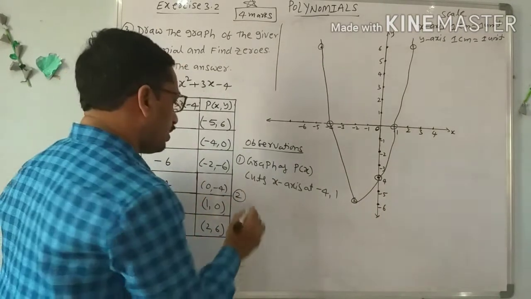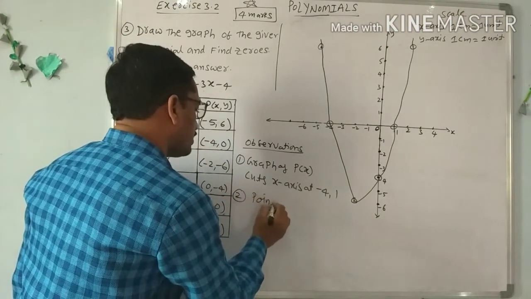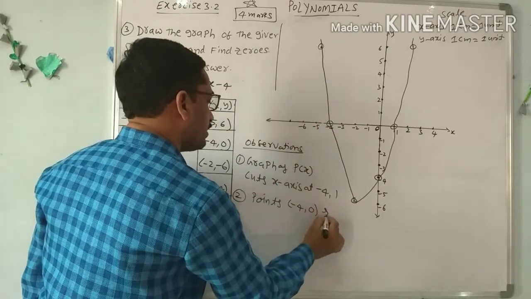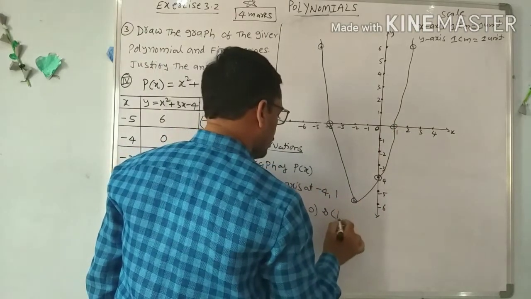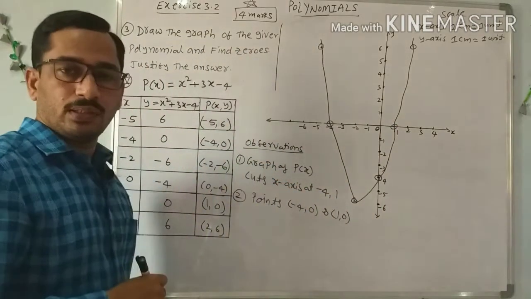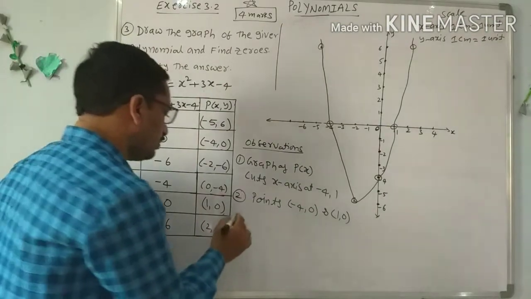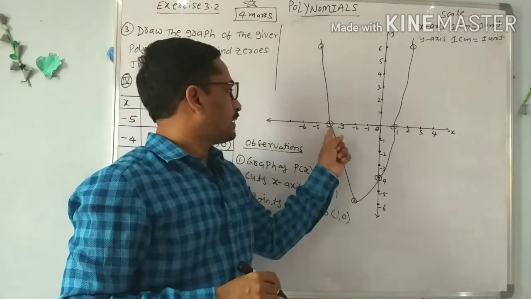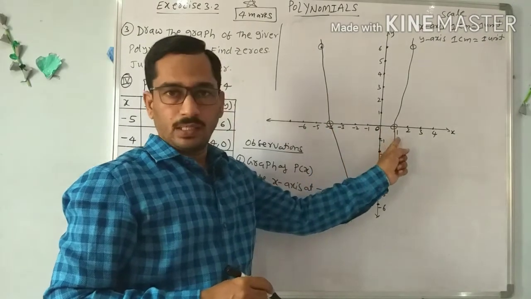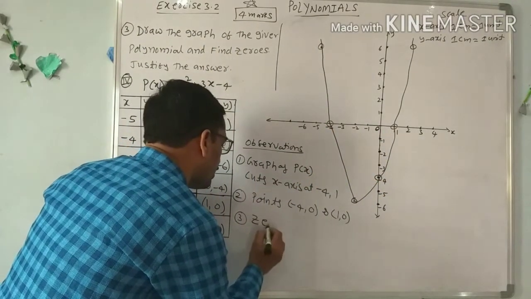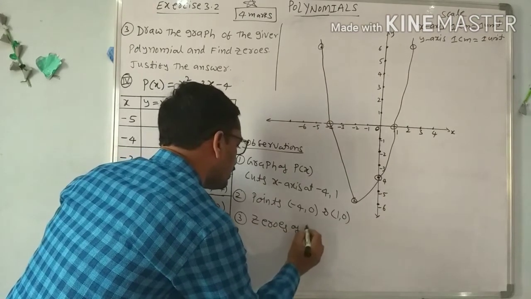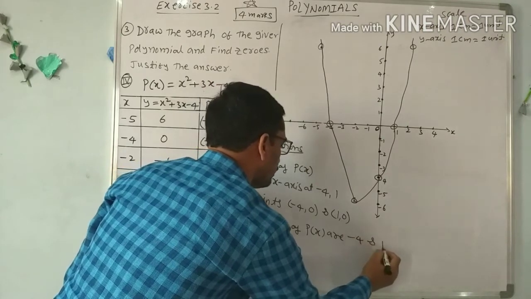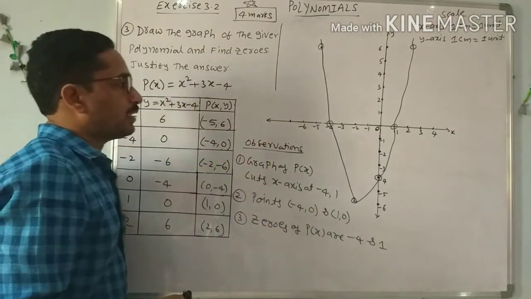Second, write the coordinates. The first point is (-4, 0) and the second point is (1, 0). Now third, the zeros of the polynomial. It cuts x-axis at -4 and at +1. So zeros of our given polynomial p(x) are -4 and 1. So it cuts x-axis at -4 and 1.